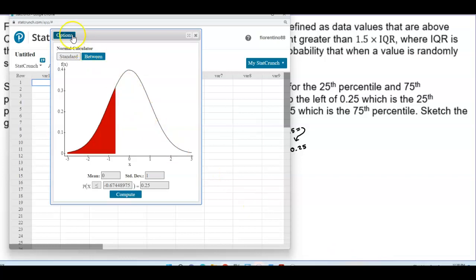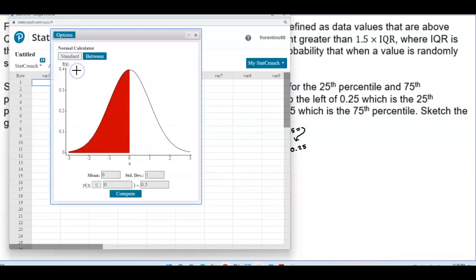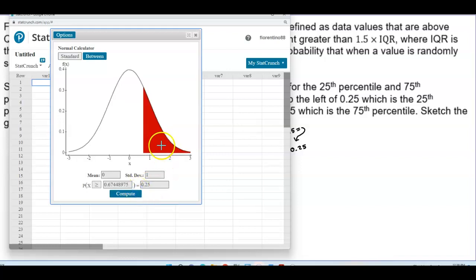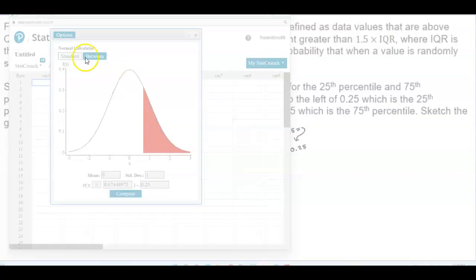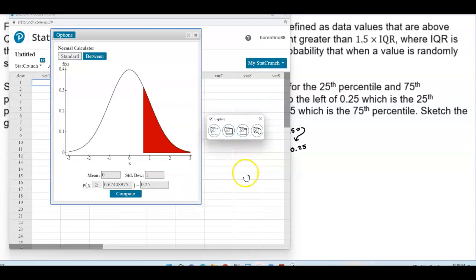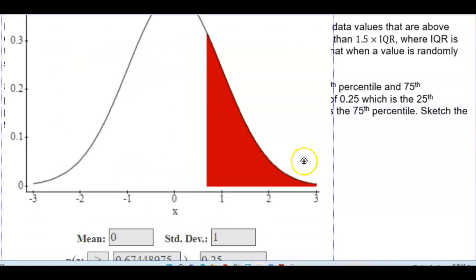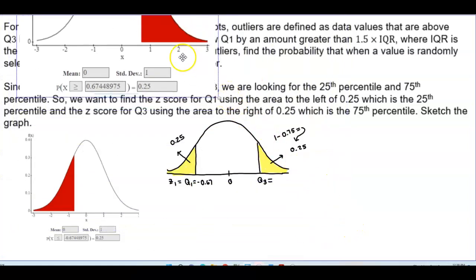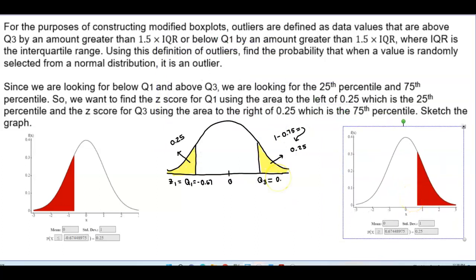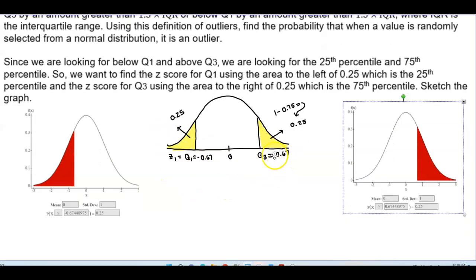So let's come back up here now. My suggestion is to make sure you refresh. Okay, we want to make sure the mean is 0, standard deviation is 1, and now we're going to change this to be greater than or equal to, and then we're going to put in 0.25, because that means that this part is 0.25. So let's go ahead and copy that. And that gives us a z-score of 0.67. So therefore, we would say that this is 0.67. Okay, so now we know what quartile 1 is and what quartile 3 is.